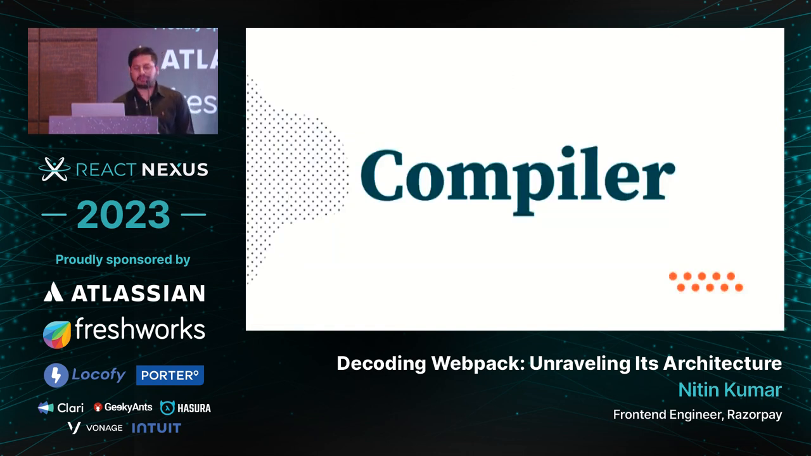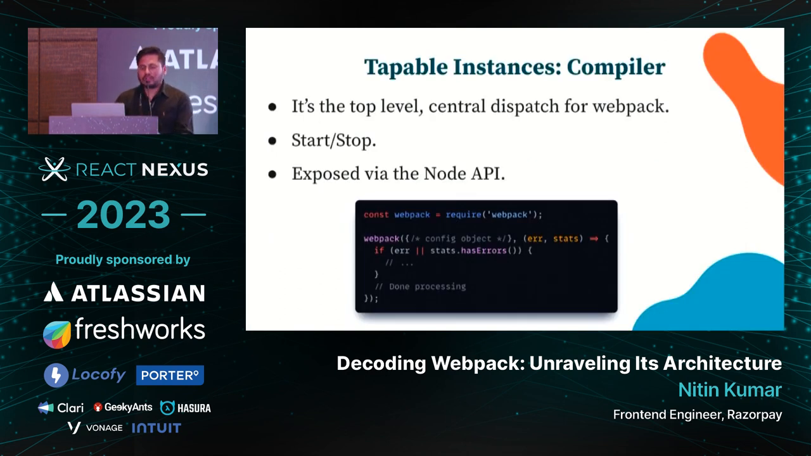The first Tapable instance that we are going to talk about is the compiler. The compiler is the top level central dispatch of Webpack. You can call it the heart of Webpack. This is what starts and stops Webpack. It is exported by the Node API, so you can just import webpack from webpack and call it, and it accepts two arguments. The first one is the Webpack configuration, and the second is the callback function, which you run after the compilation is done. In case there is an error, you can ignore the error or throw an error.